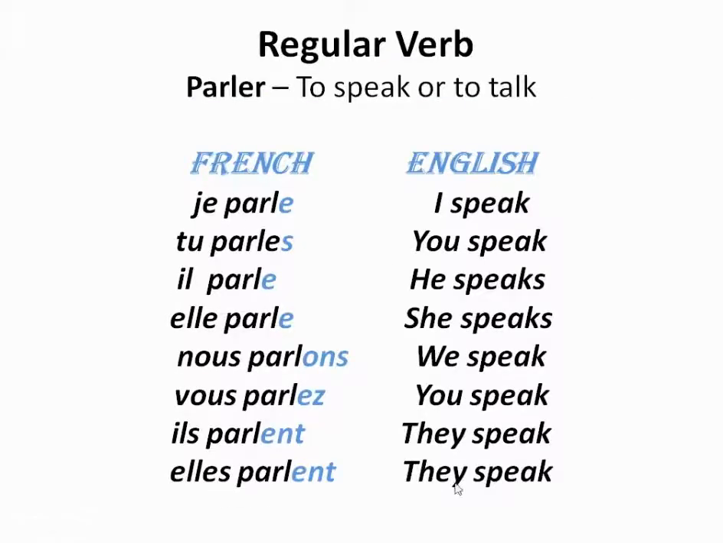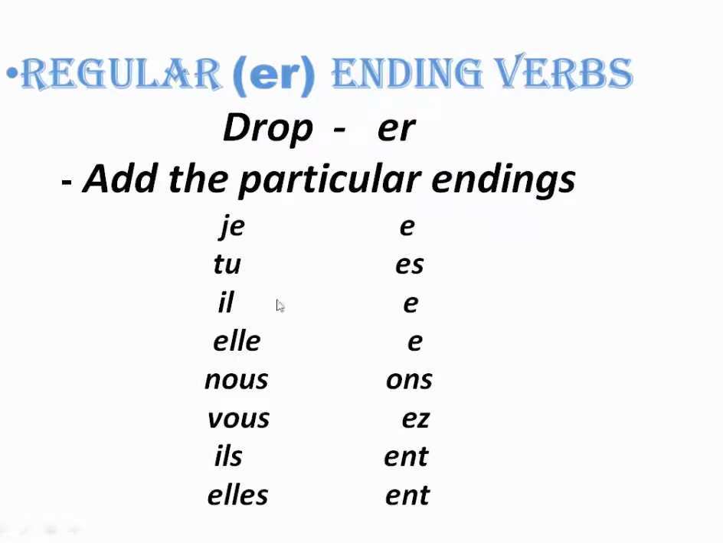So now this one, parler, which means to speak or to talk. This is an ER verb because it is ending with ER. So what we have to do is drop this er, remove this er, then we are left with parl-e. So parle is the stem of this verb. We are going to use this stem parle with all the subject pronouns. And then with this stem, we are going to add these endings in accordance with the subject pronouns.